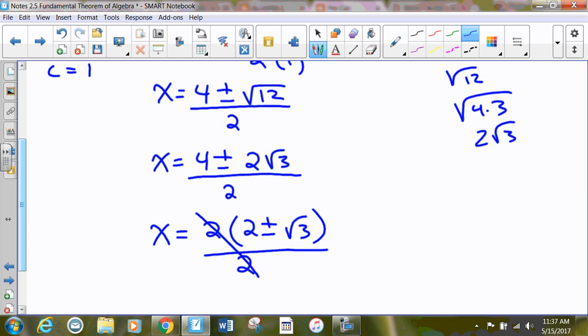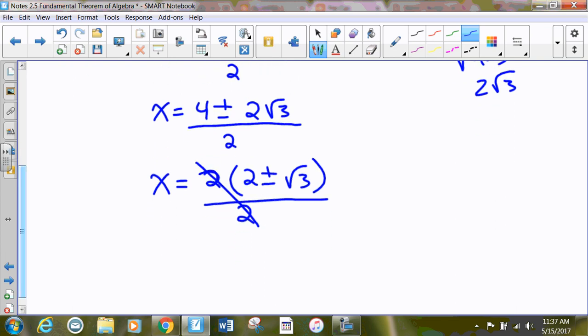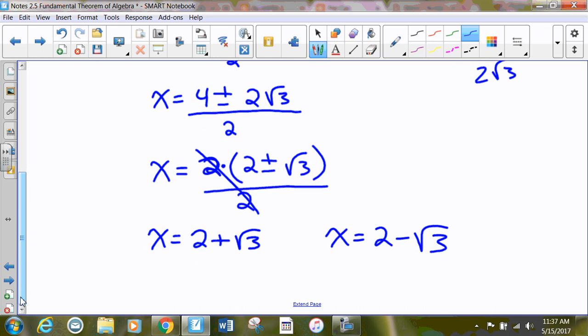We know that we would never be able to cancel out the 2 unless we had another 2 that was being multiplied by something else. You can never cancel out anything that an addition or a subtraction sign brings together. So we've got 2 zeros here, right? We have 2 plus square root of 3, and we have 2 minus square root of 3. So it's a quadratic that has 2 zeros, which makes sense. And so that's one part, that's one of our answers. Those are our 2 zeros.